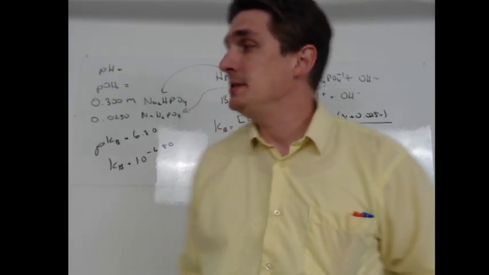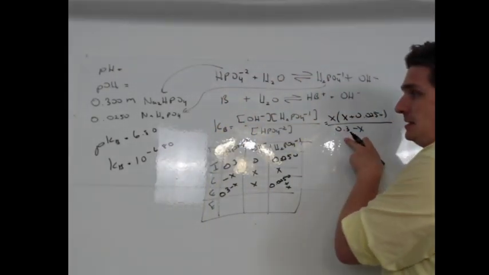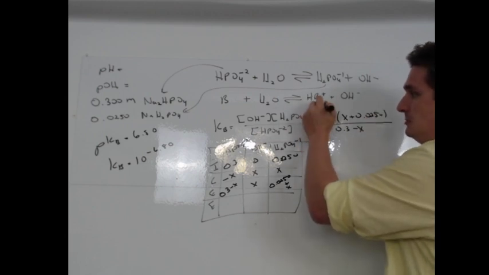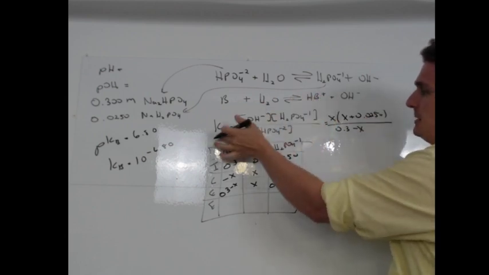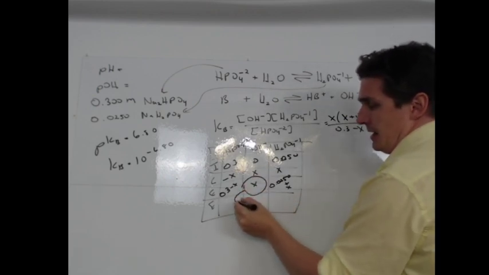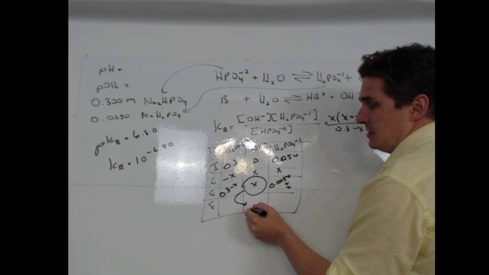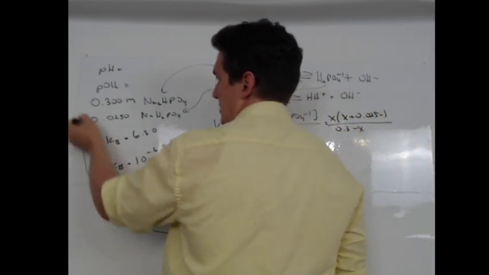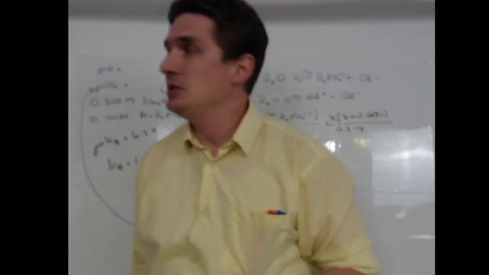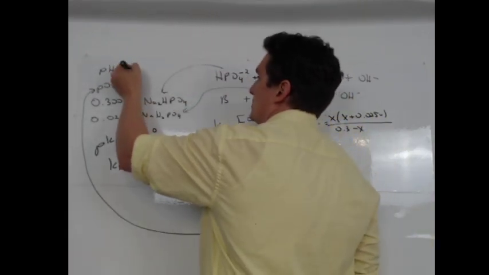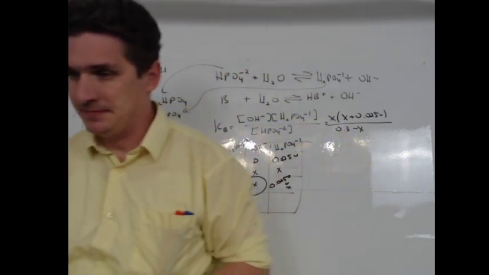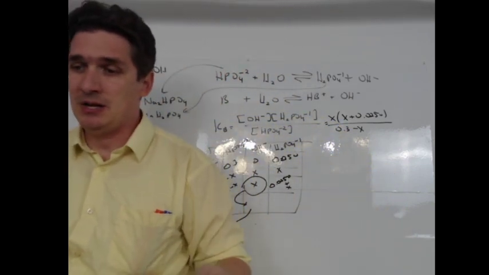At this point, you're back to solving a quadratic. You would rearrange this quadratic equation. So, just kind of ignore this part. Kb equals all this. Solve for x. X will give you the OH minus concentration. The OH minus concentration, just take the negative log of that. That'll give you your pOH. And then your pH is just 14 minus the pOH. So, did that help you out?